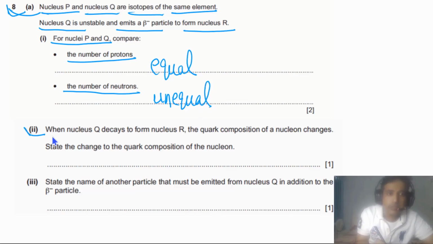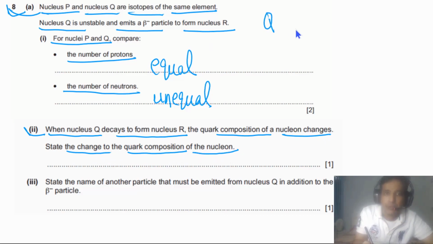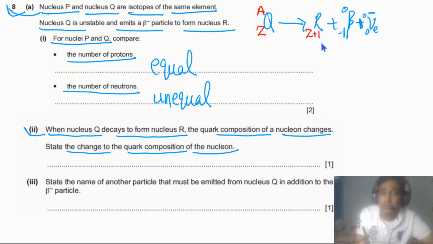neutrons. Part 2 says when nucleus Q decays to form nucleus R, the quark composition of a nucleon changes. State the change to the quark composition of the nucleon. We have nucleus Q. It decays into nucleus R by emitting a beta minus particle. If a beta minus particle is emitted, then there must be an electron anti-neutrino as well. Now we can assume the atomic number of Q is C, mass number is A. So the atomic number of R has to be C plus 1 because charge has to be conserved in any decay, and mass number will be A.